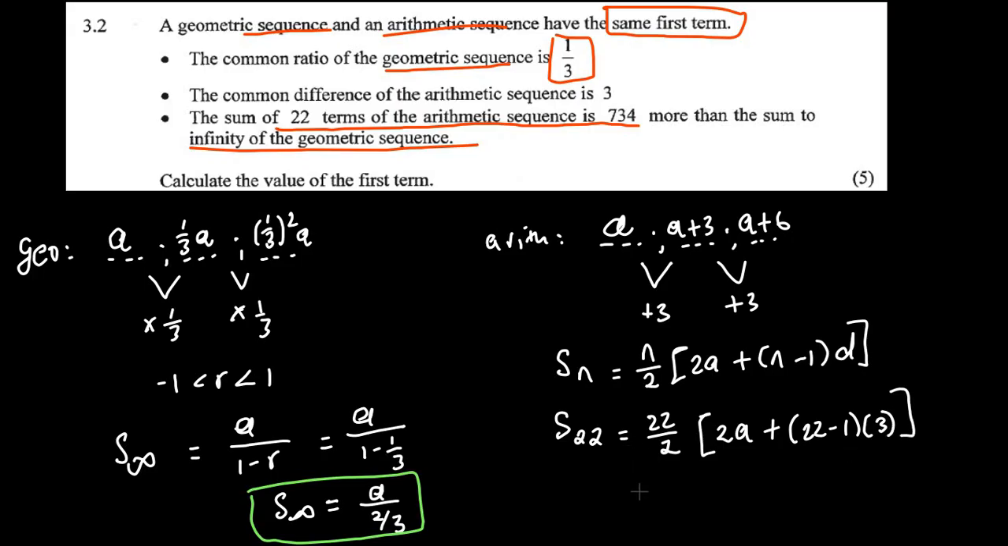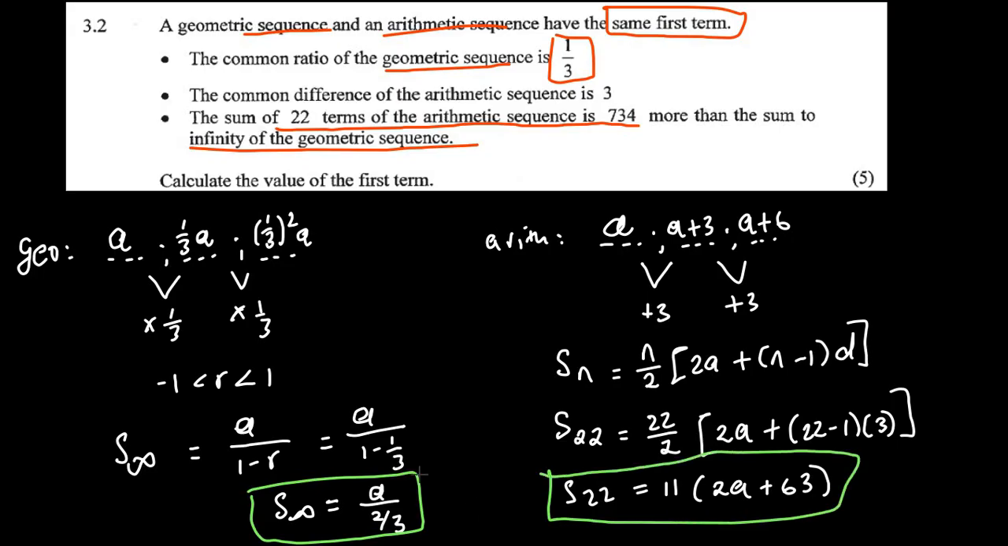Then what do I get there? 22 divided by 2 should give us 11. Then you're going to have 2a. Now 22 minus 1 is 21. 21 times 3 should be 63. Yes, it should be 63. And then you have the sum of 22. So far this is the sum of 22 terms of the arithmetic.